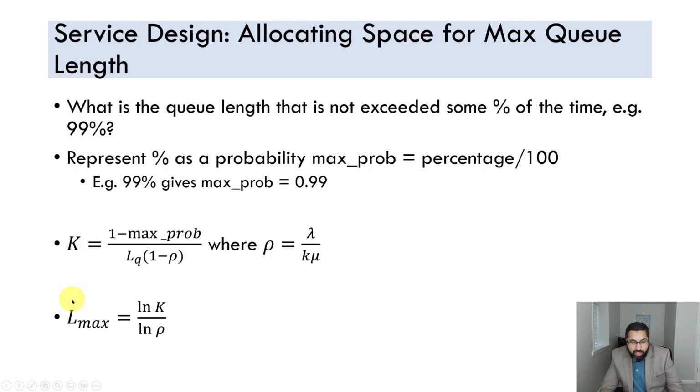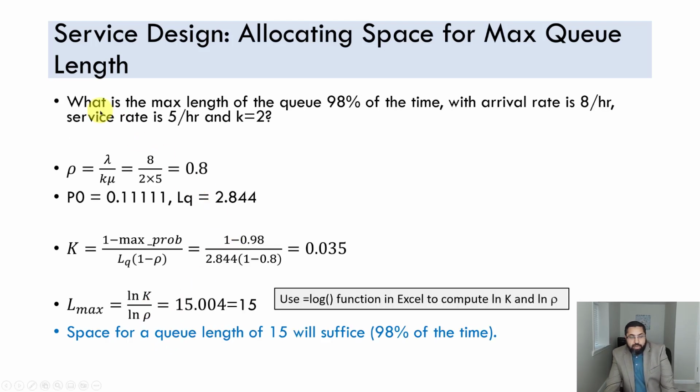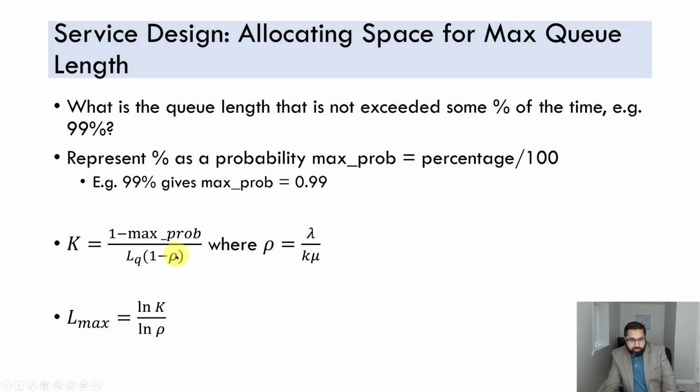Once you find K, then the maximum length of the queue is given by the simple formula, which is log of K, capital K, divided by the log of the utilization, right? So let's do an example. So it makes sense, right? So, you know, this looks kind of a little bit complicated.